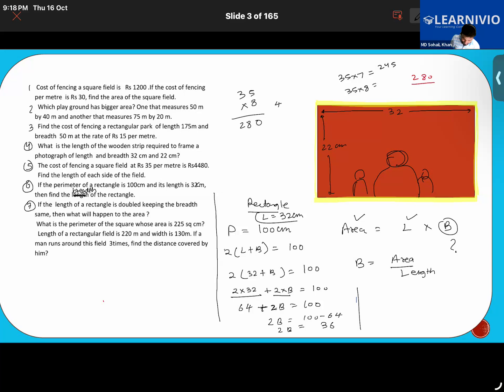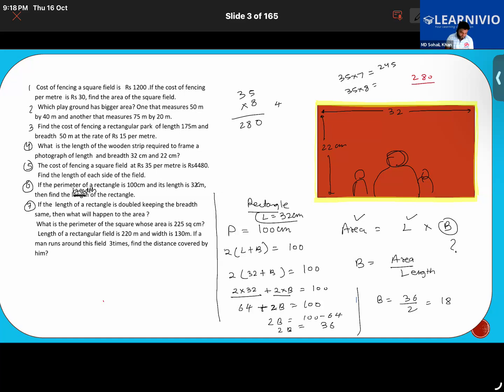But wait, we still haven't got the answer. So b is now going to be 36 divided by 2, and hence it is 18. Understood? So for that question, the breadth is equal to 18.